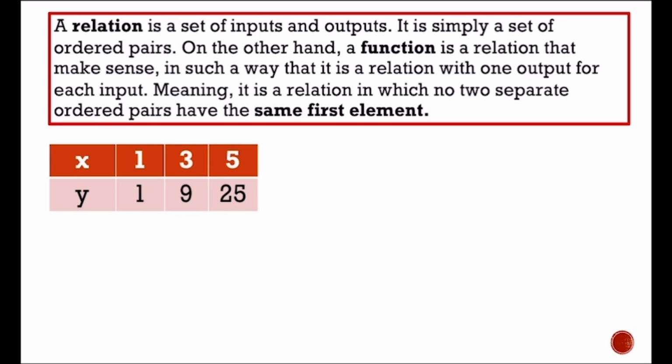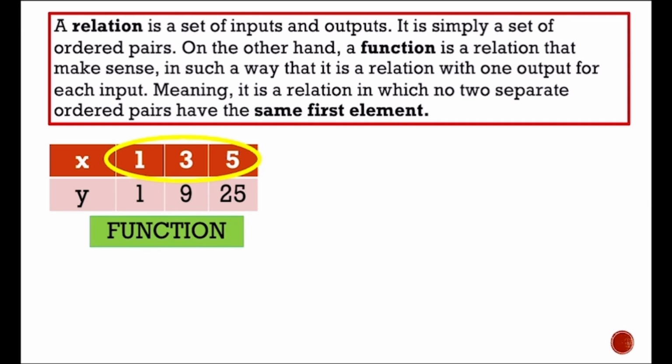So we have a table of values here. The values of our x are 1, 3, and 5, and the values of our y are 1, 9, and 25. The question is, may nauulit ba sa ating first element? Yes, wala. Ang ating first element dito ay 1, 3, and 5. So ibig sabihin, kung walang nauulit, this is a function.